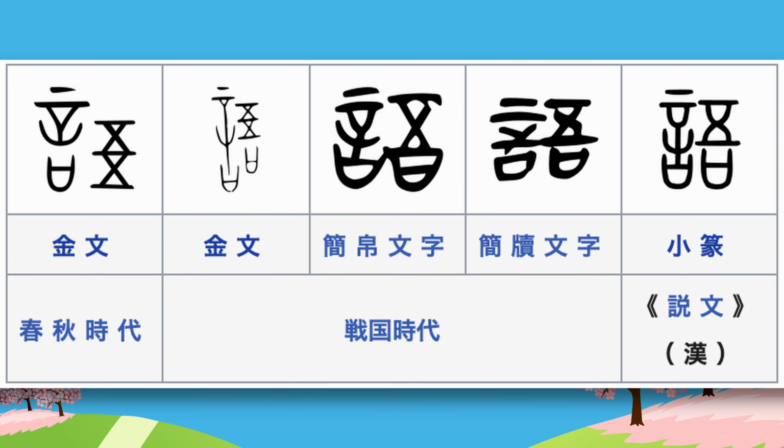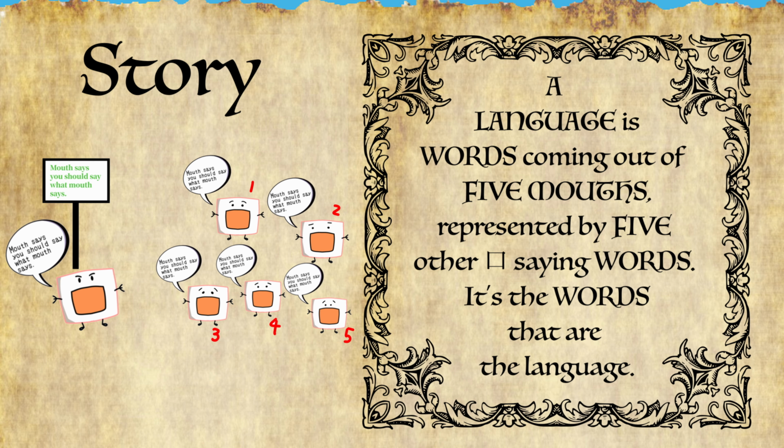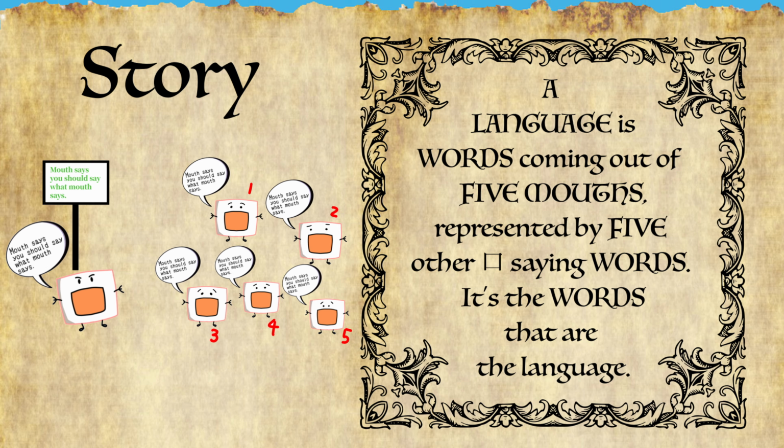Historically, the parts for this have not changed. It appears that the word part on the left is used to give the kanji meaning, as parts on the left often do. 5 over mouth hints at the Chinese reading of go, as parts on the right often do. Parts on the right indicate reading, not specifically the reading of go. For our story, a lot of mouth characters are coming out to play. A language is words coming out of 5 mouths, represented by 5 other mouths saying words. It's the words that are the language.